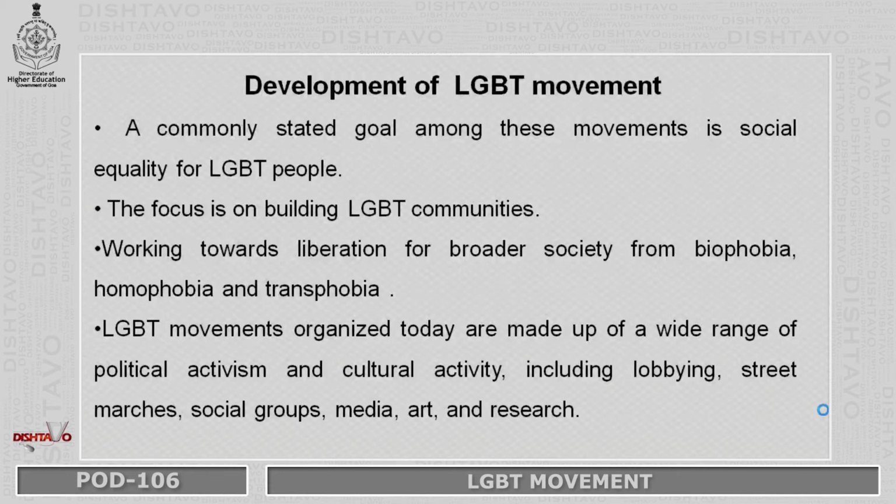The LGBT movements organized today are made up of a wide range of political activism and cultural activity, including lobbying. Now, what is lobbying? In order to get political rights set, they pressurize the government to pass different legislations, like in India, the way the entire community was fighting for their rights. There are street marches, which we also call a pride parade, which happens in June, a week-long parade. There are social groups. Through media there is awareness, and there is art and research. There is so much work going on through the LGBT community for their rights.